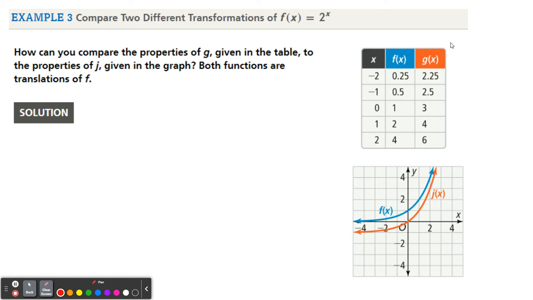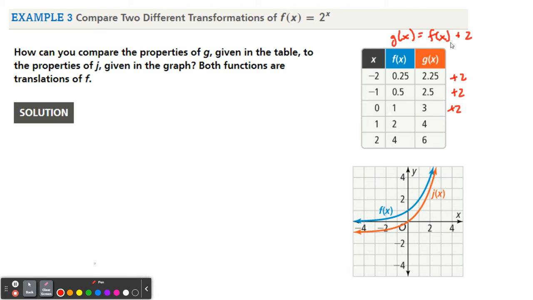So notice here between f of x and g of x, what is happening between the y's, between the f of x values and g of x values? Well, from 0.25 to 2.25, you added 2. From 0.5 to 2.5, you added 2. From 1 to 3, you added 2. So it looks like what is happening is that g of x is going to be f of x, but you add 2 to the y's.